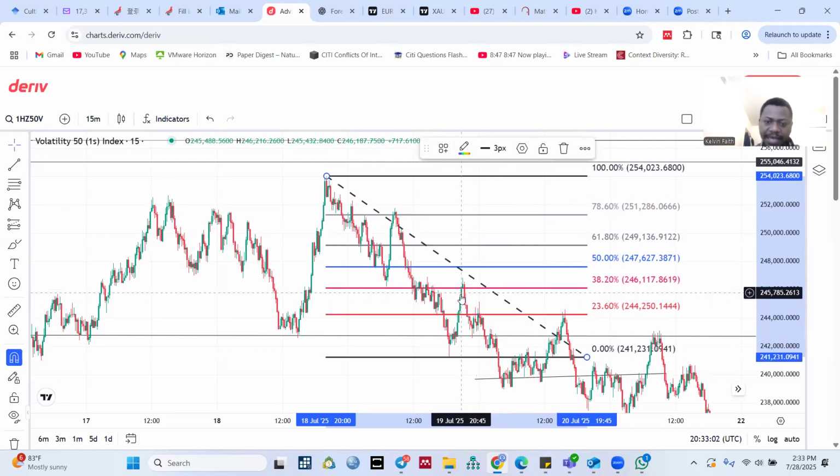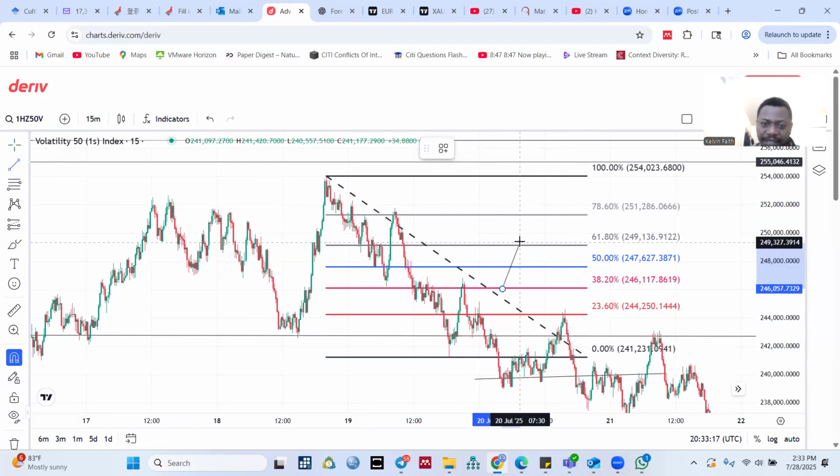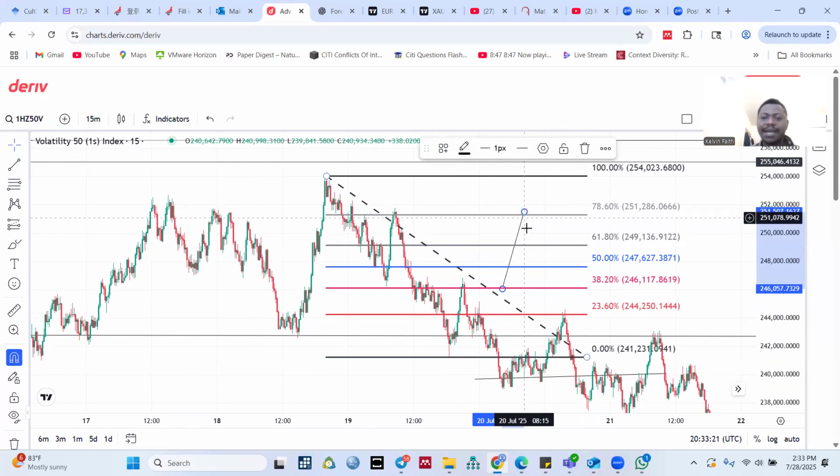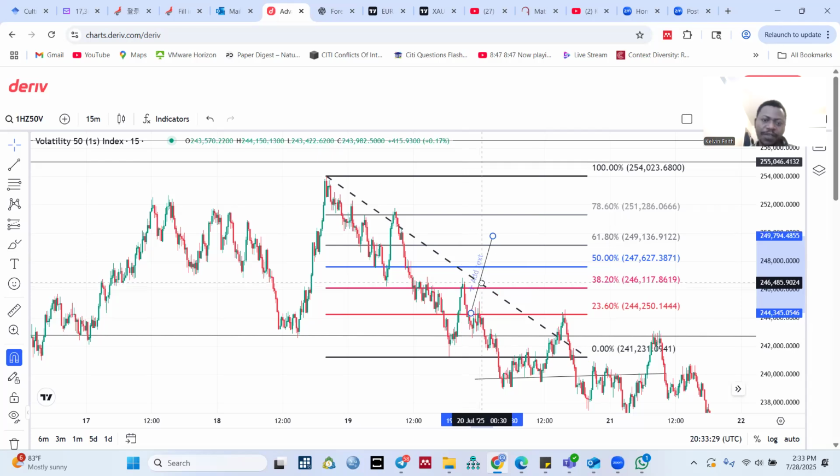Good. So it gave us a 38% retracement. It didn't give us equilibrium 50%, it's just close to 50%. It just gave us 38%. But sometimes price will want to push up to 61% or 78%, into the premium zone, so that you can buy or sell. But it just gave us below equilibrium, below 50%.